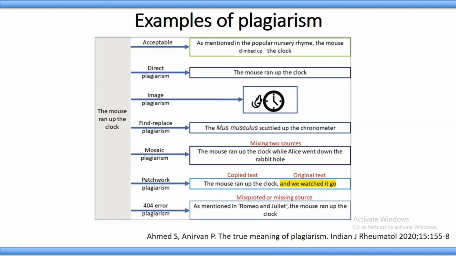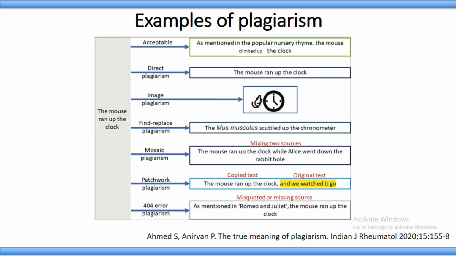So what could be the various types of plagiarism? Let's say the original statement is that the mouse ran up the clock. It is acceptable to say that, as mentioned in the popular nursery rhyme, the mouse ran up the clock. This is not plagiarism.